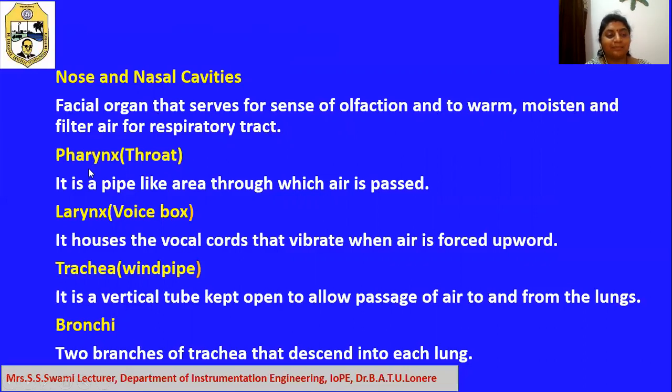The next one is the pharynx. Pharynx is also called the throat. It is a pipe-like area through which the air is passed. Next one is the larynx. It is also called the voice box. It houses the vocal cords that vibrate when air is forced upward. Trachea. Trachea is also called the windpipe. It is a vertical tube kept open to allow passage of air to and from the lungs.